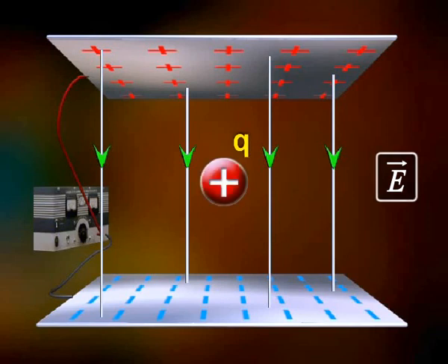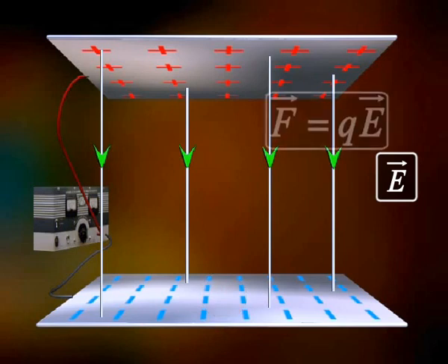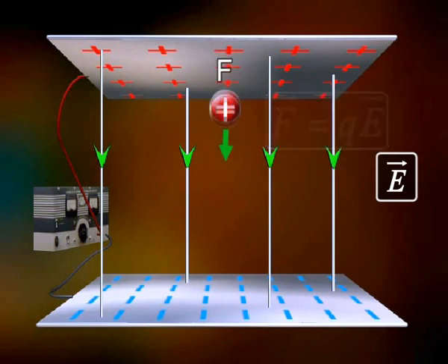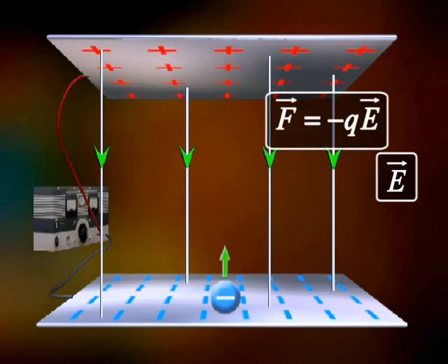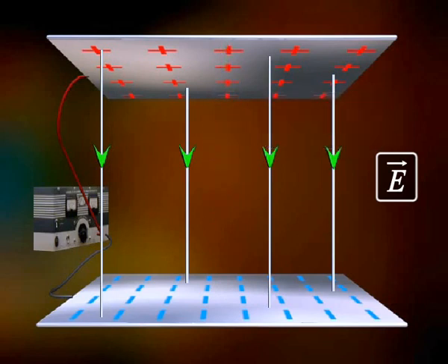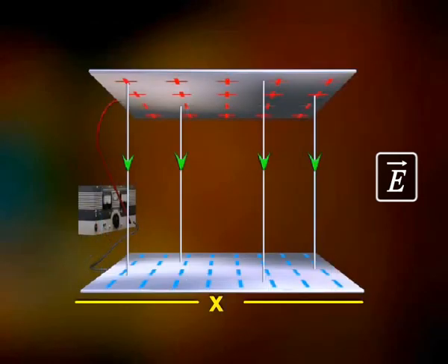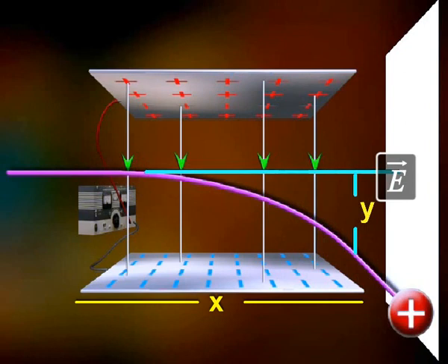If the charged particle having charge Q is at rest or moving in the direction of electric field E, it experiences a force Q into vector E in the direction of E, and hence the particle is accelerated in the direction of E. If the charged particle is moving opposite to the direction of electric field E, it experiences a force minus Q into vector E, and hence it is retarded. But if the charged particle moves perpendicular to electric field E, it describes a parabolic path in the electric field, and on leaving the field, it moves along a straight path which is tangent to the curved path.